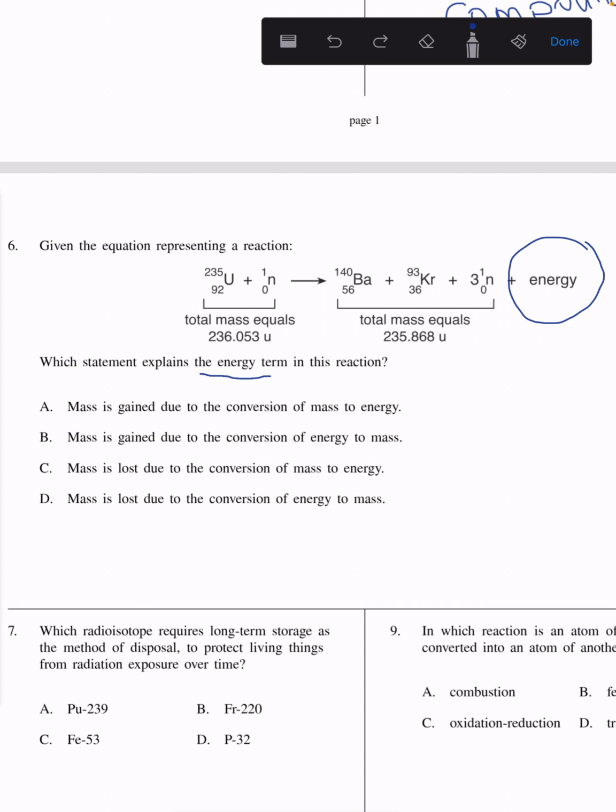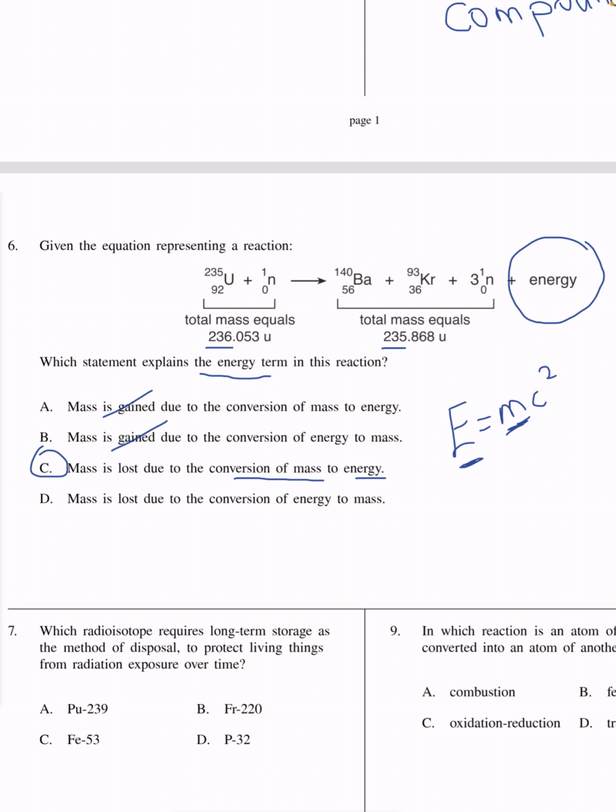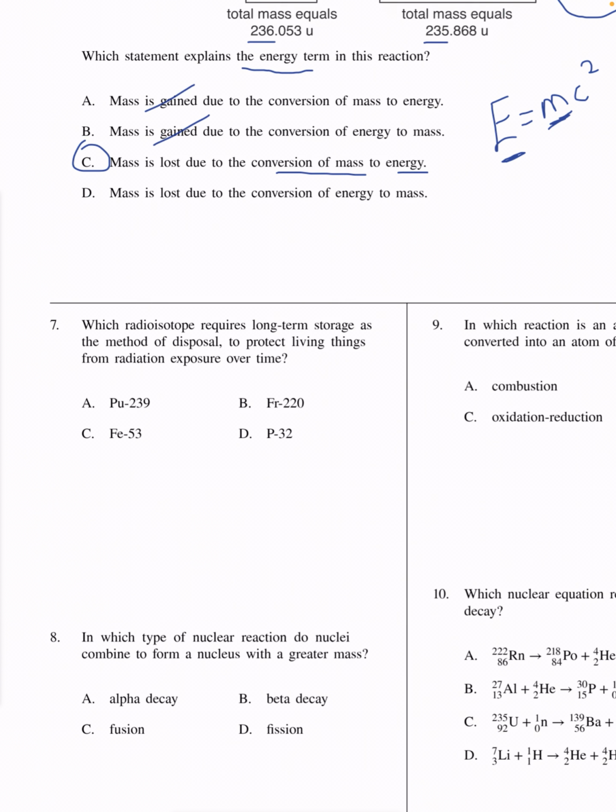Okay, so let's compare the masses here. Remember, that is about Einstein's energy formula, mc squared. Initial 236, final 235. So we are talking about mass loss. Mass gained is not correct. Mass lost due to conversion of mass into energy, because it forms energy at the end. Conversion of mass to energy. So the answer is C.